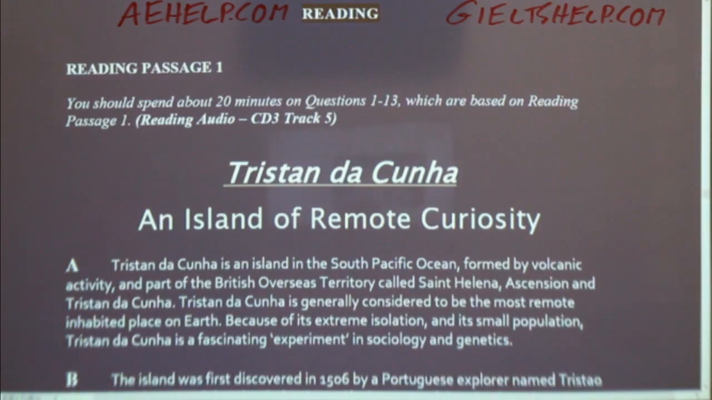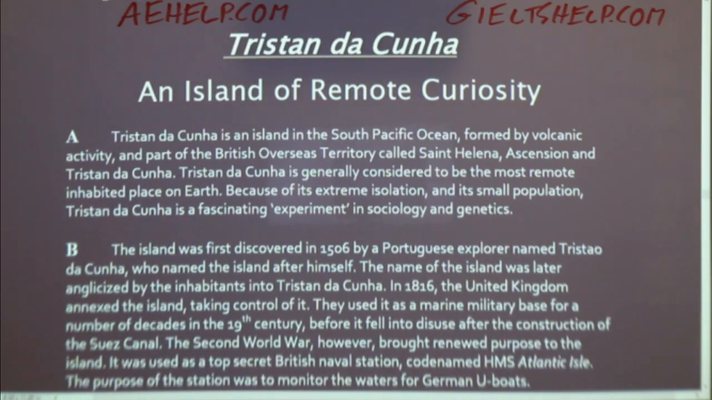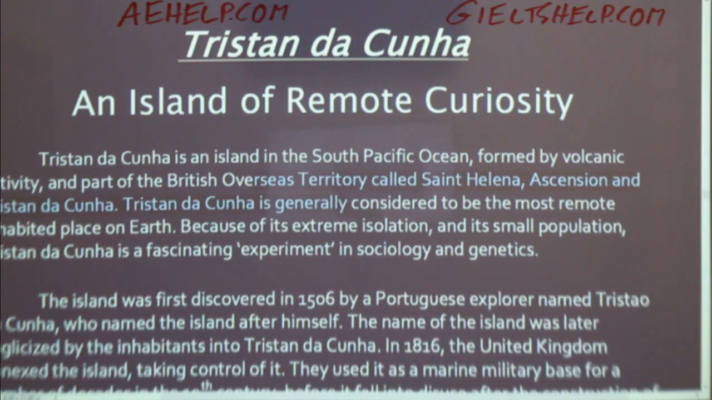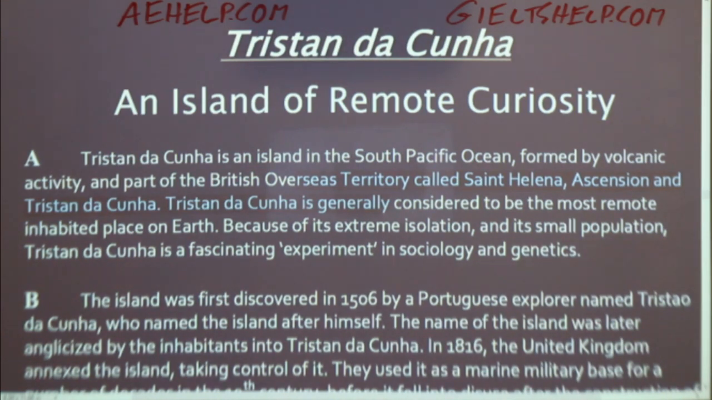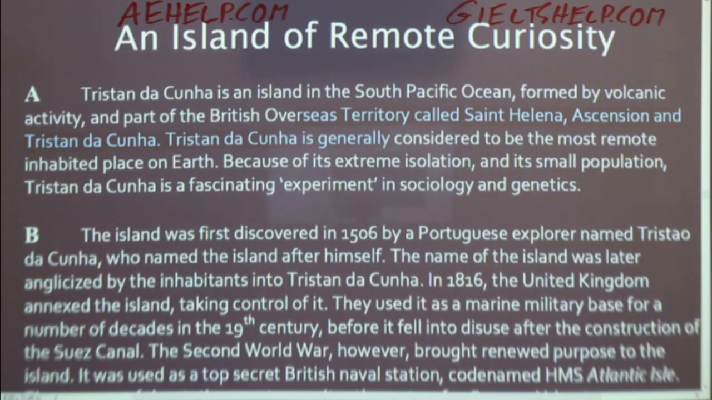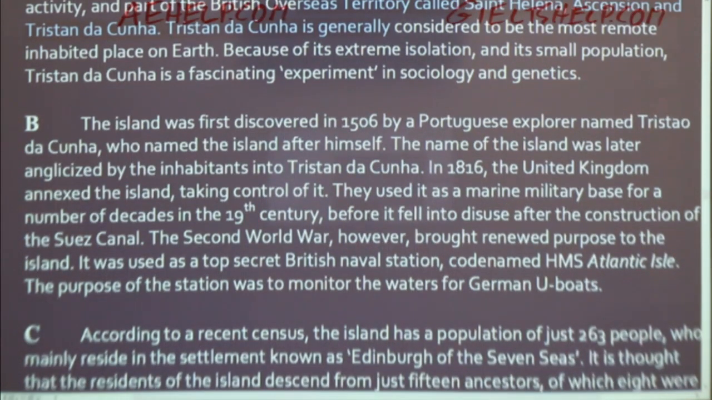Tristan de Cunha, an island of remote curiosity. Tristan de Cunha is an island in the South Pacific Ocean, formed by volcanic activity and part of the British Overseas Territory, called Saint Helena, Ascension, and Tristan de Cunha. Tristan de Cunha is generally considered to be the most remote inhabited place on Earth. Because of its extreme isolation and small population, Tristan de Cunha is a fascinating experiment in sociology and genetics. The island was first discovered in 1506 by a Portuguese explorer named Tristan de Cunha, who named the island after himself. The name of the island was later anglicised by the inhabitants into Tristan de Cunha.